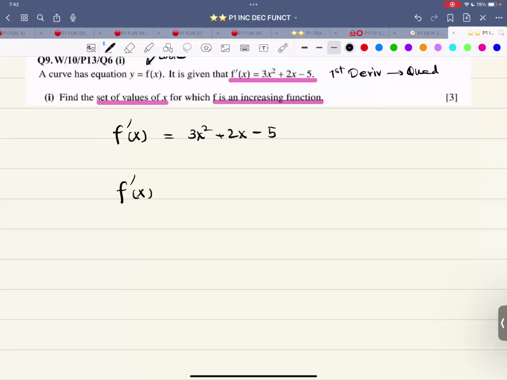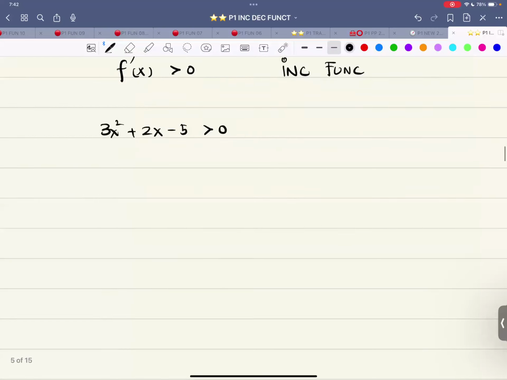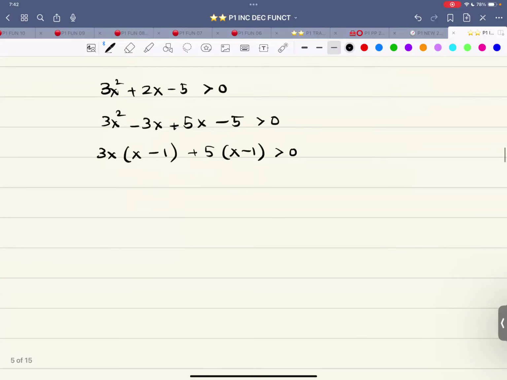Therefore, f prime x is greater than 0 for an increasing function. In other words, 3x squared plus 2x minus 5 is greater than 0. Middle term factorization: 3x squared minus 3x plus 5x minus 5 is greater than 0. 3x(x minus 1) plus 5(x minus 1) is greater than 0. So (x minus 1)(3x plus 5) is greater than 0.